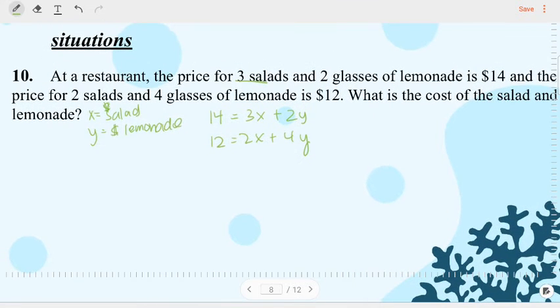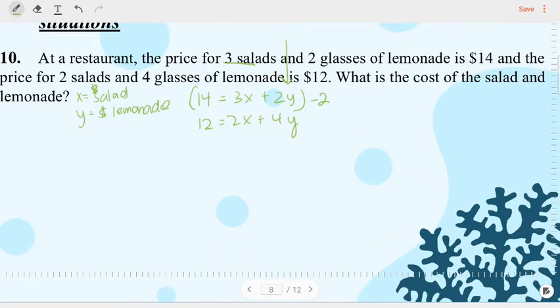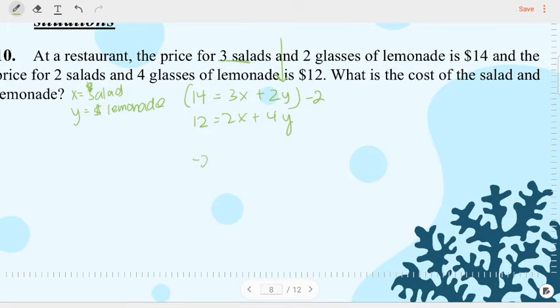Since all my variables are lined up, I'm going to use elimination. I'm going to manipulate my y column to be the same. I'm going to multiply by -2 so that I can have a -4 to pair with this +4. That gives me -28 on the top row is equal to -6x minus 4y. I'm going to rewrite the bottom row. 12 equals 2x plus 4y.